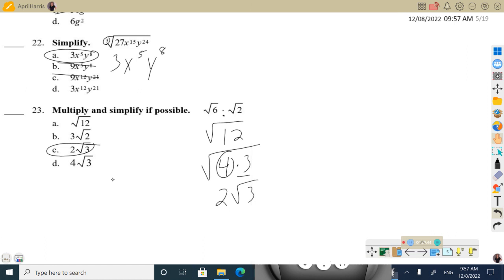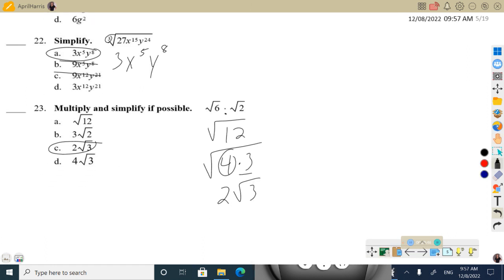It's sort of like 8/16 and 1/2. They're the same, 0.5, but that one's more simplified.